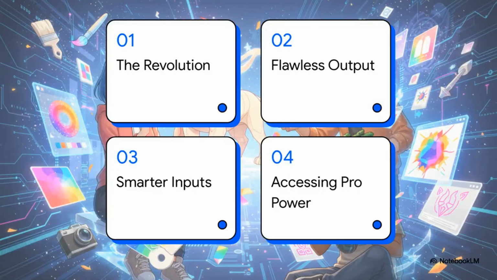All right, so here's the plan for this explainer. First, we're going to talk about why this is such a revolution. Then, we'll dive into the two biggest upgrades. First, the output, what the AI actually creates, and second, the input, how smart it is at understanding what you want. And stick around for the end, because I'll show you exactly how to get access to the real pro features. Trust me, it makes a huge difference.